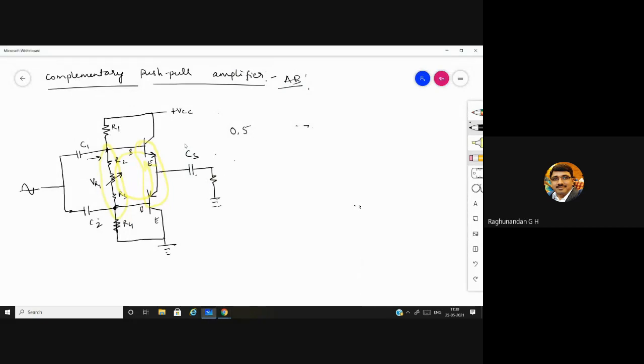So this is about the complementary class AB push-pull amplifier with potential divider circuit. Just a modification to this, we can have one more. Instead of that potential divider circuit with R1, R2, we can even try with two diodes.